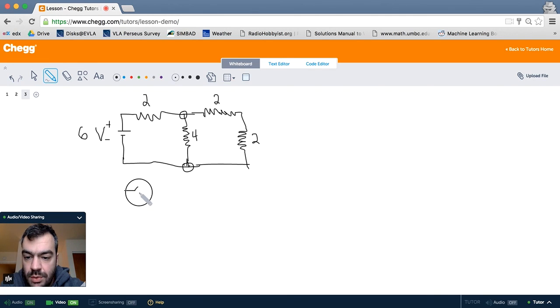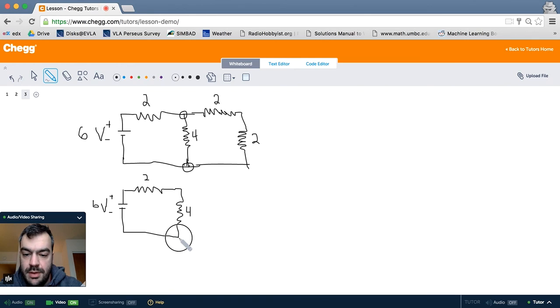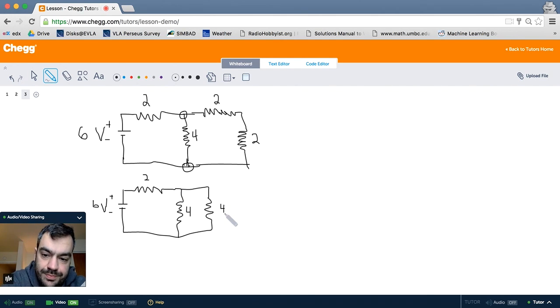So we're going to rewrite this as, this is going to be a 4, this is a 2, there's the battery, which is 6 volts, try to draw a 6 correctly, and then hook that back up, and then again there's going to be this equivalent resistance, which is going to be 4 ohms. So now we have a 2 ohm resistor that's connected with a pair of two 4 ohm resistors in parallel.